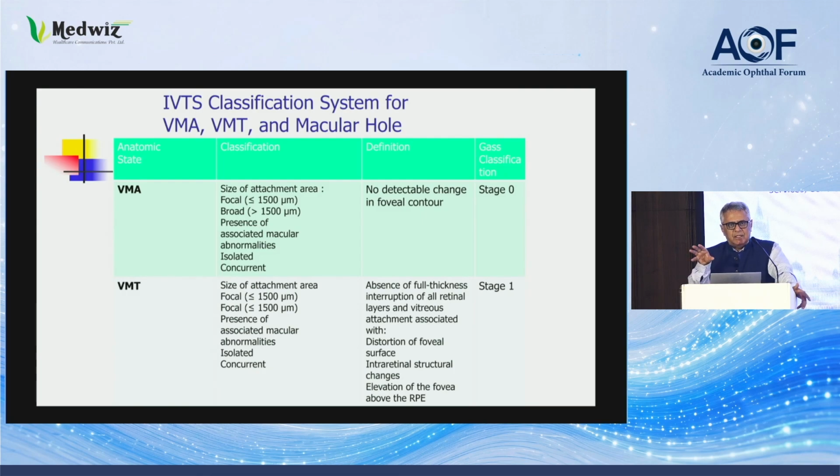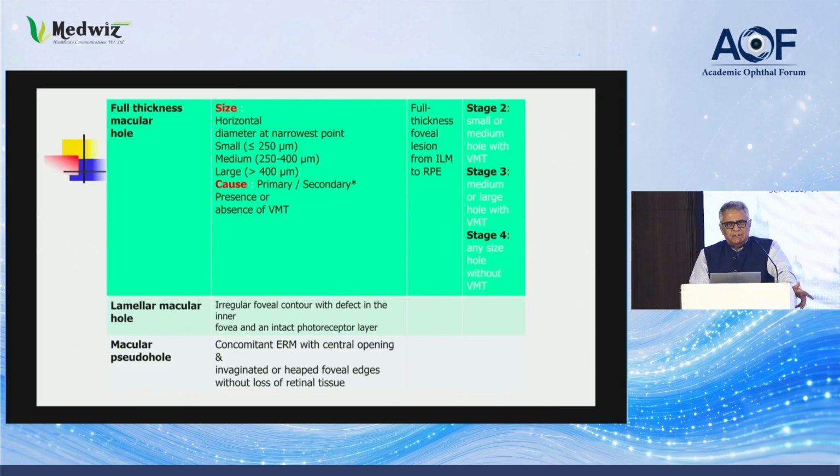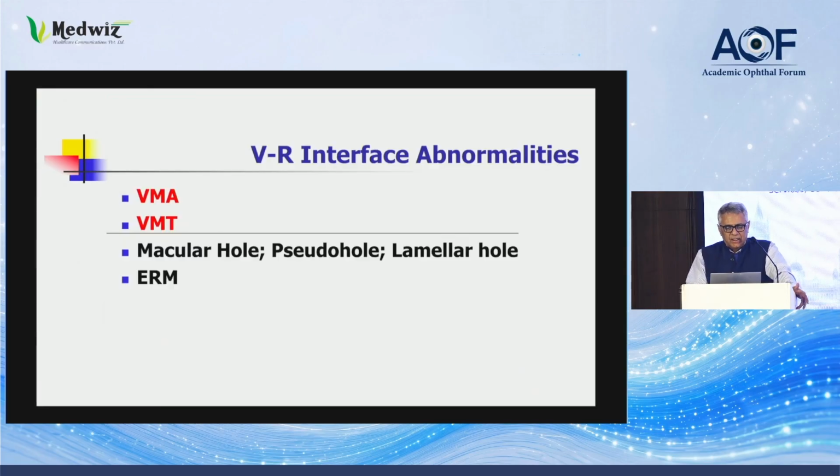So this is the latest classification of VMA, VMT, and macular hole. The only reason I put this slide here was that they classify macular hole into small, medium, and large. But in our practices, I think everybody will agree, we rarely get large. We get XL or XXL kind of macular holes of 1,000 microns and beyond. So VMA, VMT, and macular hole.